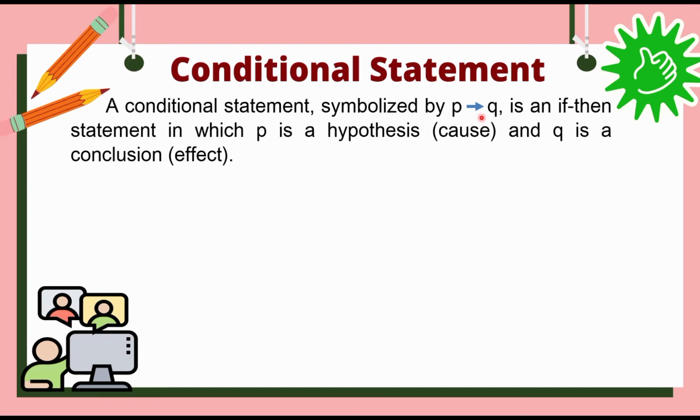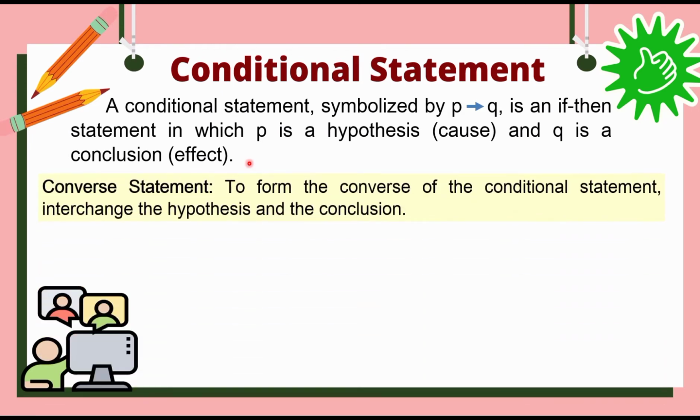A conditional statement is an if-then statement in which P is our if part, or what we call the hypothesis, which is also known as the cause. And Q is our then part, which is our conclusion, also known as our effect. From the conditional statement, you will be able to make a converse statement. The same way, an inverse and contrapositive statement can be derived from the conditional statement. One by one, we will define those statements.